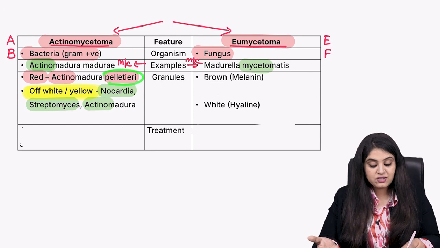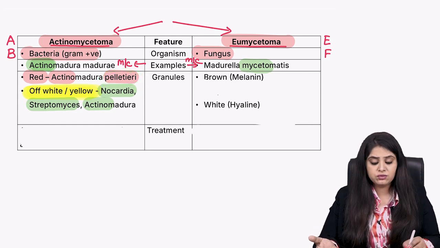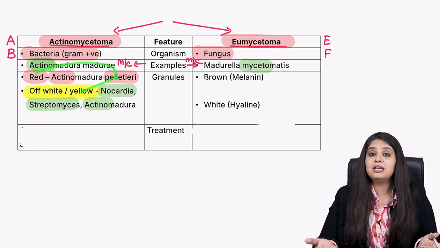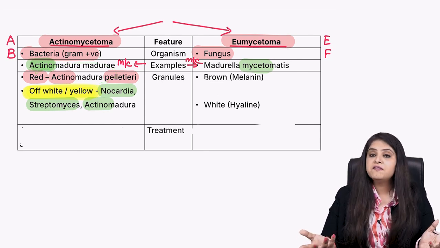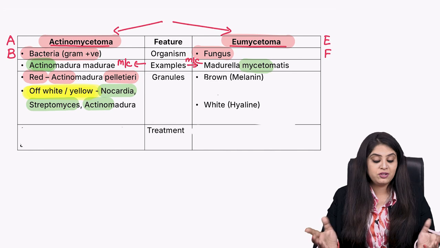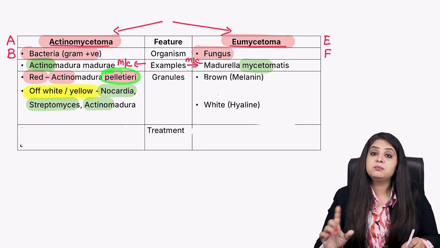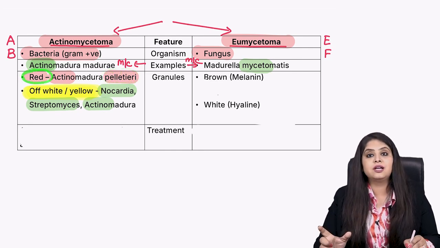So please note, pelletieri, if I talk in Hindi, it sounds like pila. So that should have been the one showing me yellow granules, but look at the irony. The pila is not pila, it is showing me red color granules. Welcome to the world of chaos of microbiology. But anyway, all the bacteria show you yellow color granules, but the one with the pelletieri word is going to show you red color granules.